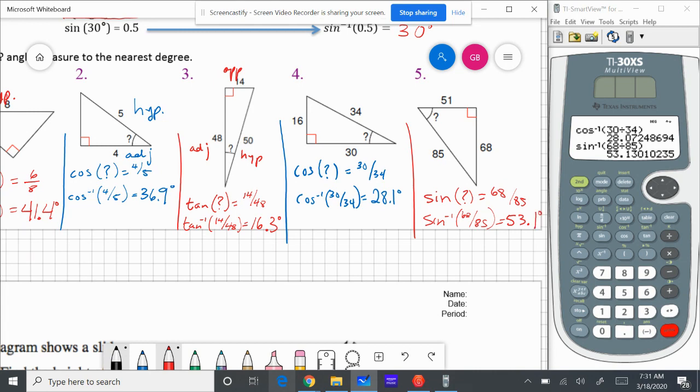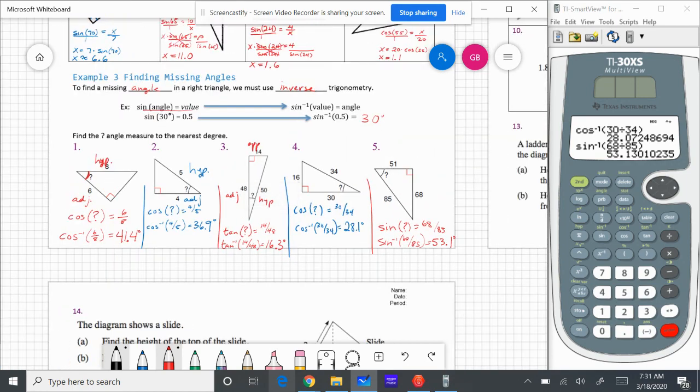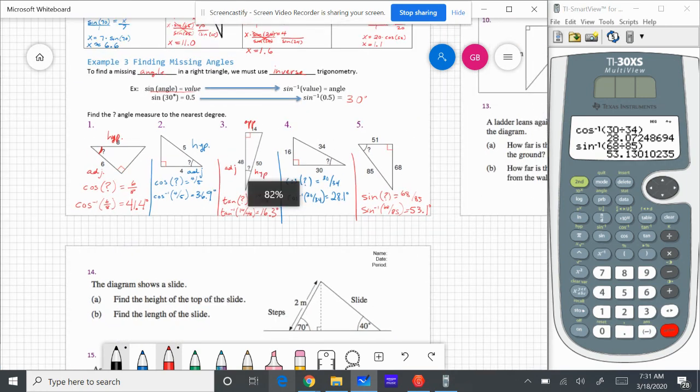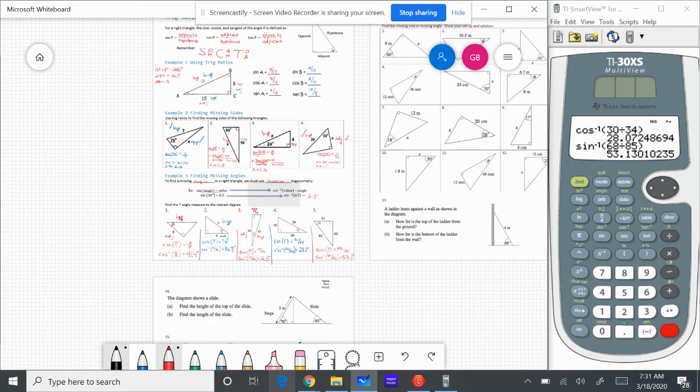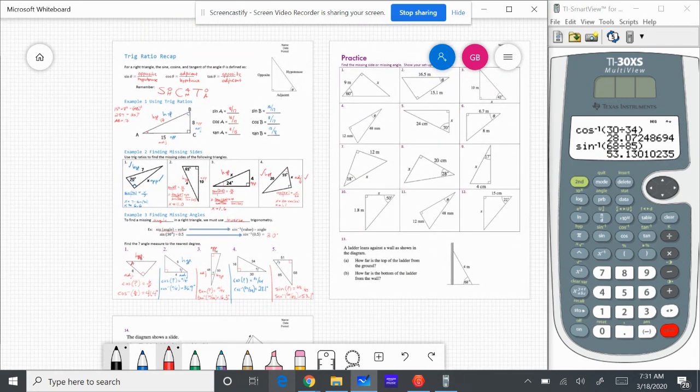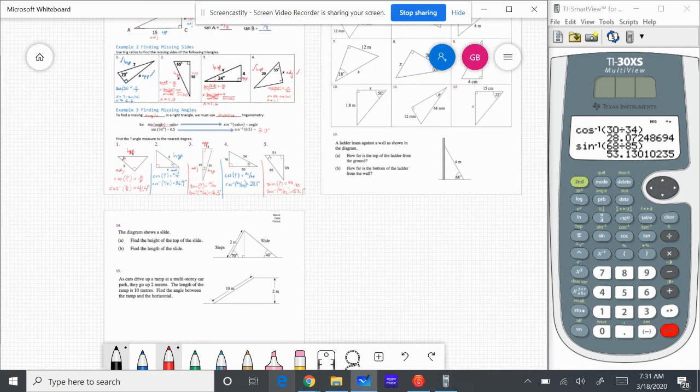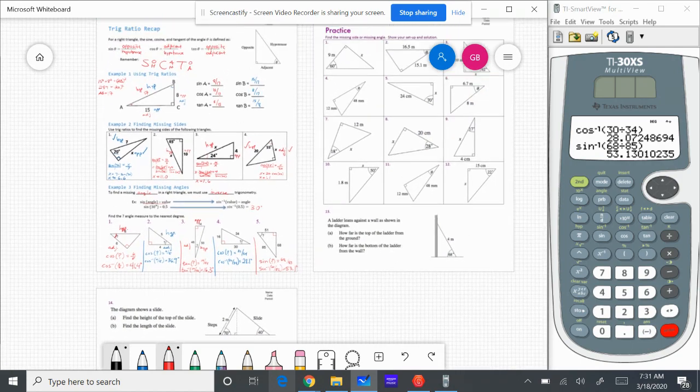Okay, that is all for today. Your homework is going to be to finish this document. So it's going to be the practice 1 through 15. There's a few word problems in there.